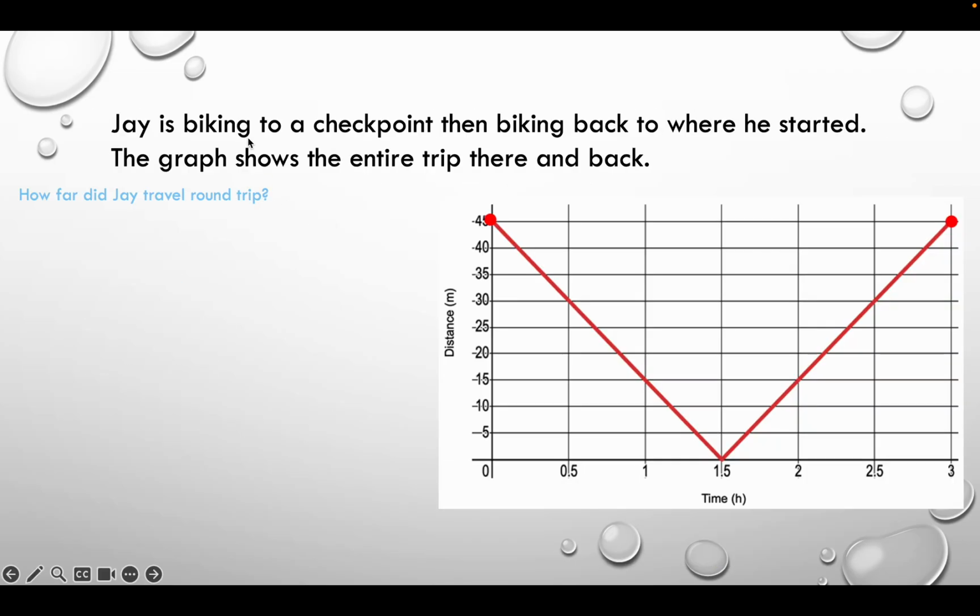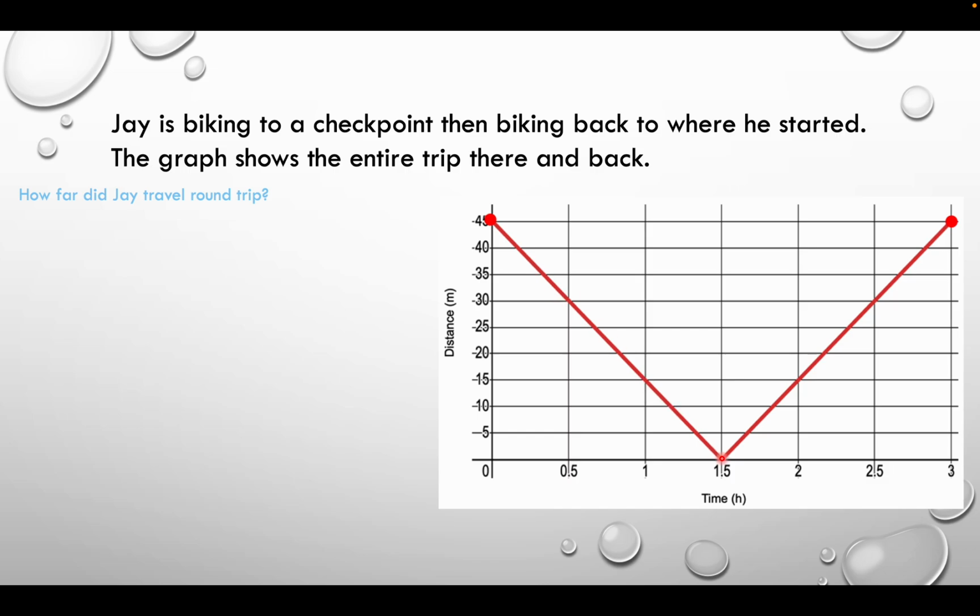Jay is biking to a checkpoint, then biking back to where he started. The graph shows the entire trip there and back. I want you to notice that this x-axis is talking about our time spent biking, where the y-axis is the distance traveled. So if this is where Jay starts, he bikes to a checkpoint.